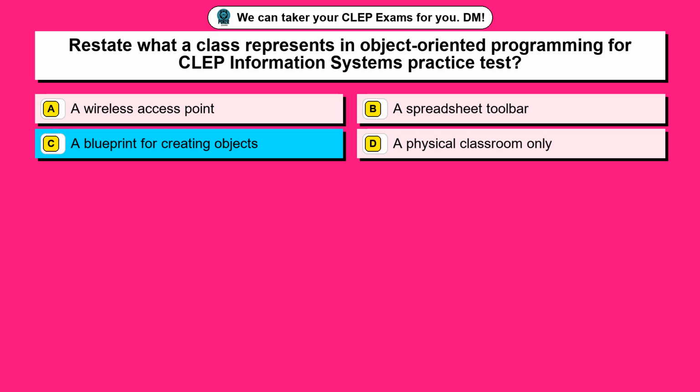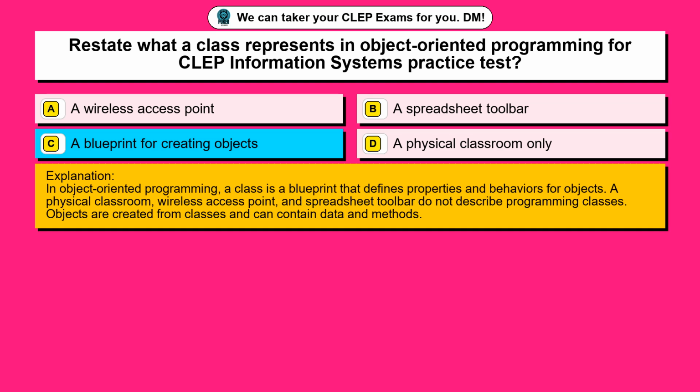A blueprint for creating objects. In object-oriented programming, a class is a blueprint that defines properties and behaviors for objects. A physical classroom, wireless access point, and spreadsheet toolbar do not describe programming classes. Objects are created from classes and can contain data and methods.